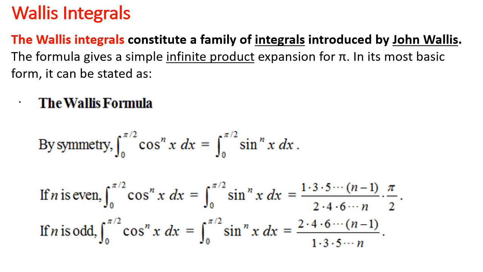By symmetry, the integral from 0 to pi over 2 of cosine^n x dx equals the integral from 0 to pi over 2 of sine^n x dx. If n is even, you have the corresponding formula: the integral from 0 to pi over 2 of sine^n x dx equals (1·3·5···(n−1))/(2·4·6···n) times pi over 2. If n is odd, the integral from 0 to pi over 2 of cosine^n x dx equals (2·4·6···(n−1))/(1·3·5···n).